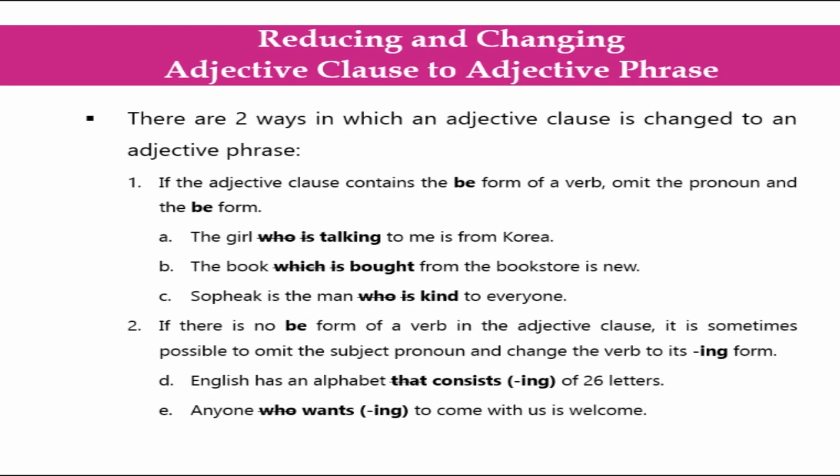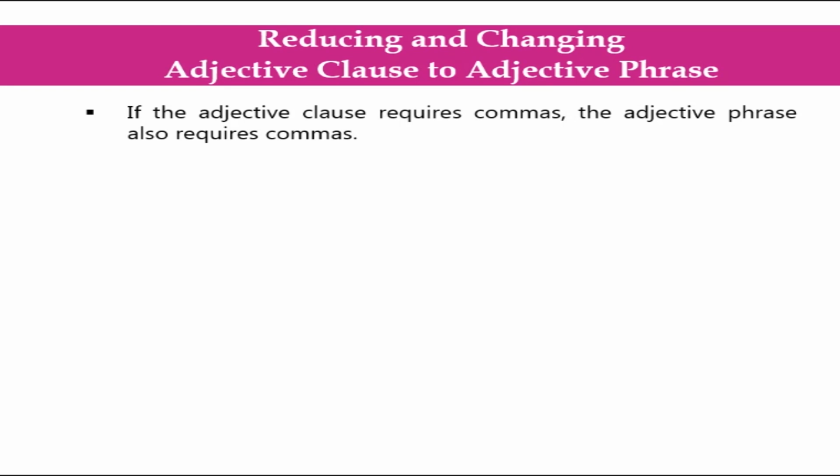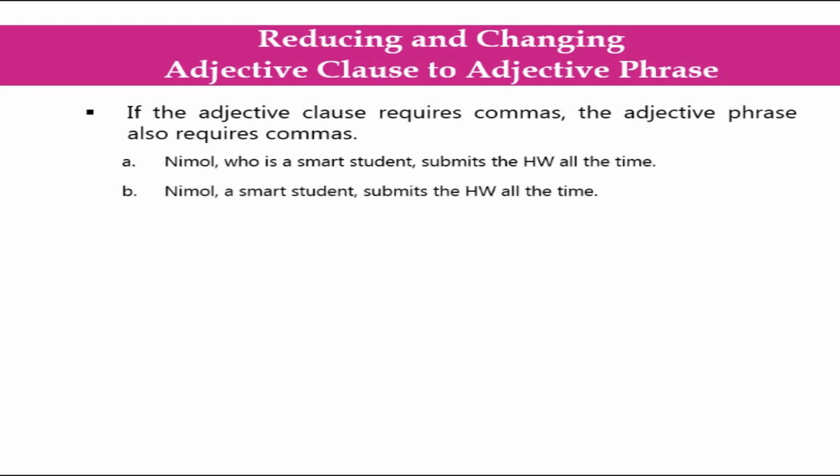Letter E. Anyone who wants to come with us is welcome. You omit the relative pronoun who and then you change the verb want to wanting. So it becomes: Anyone wanting to come with us is welcome. If the adjective clause requires commas, the adjective phrase also requires commas. A. Nimol, who is a smart student, submits the homework all the time. B. Nimol, a smart student after reduction, submits the homework all the time.